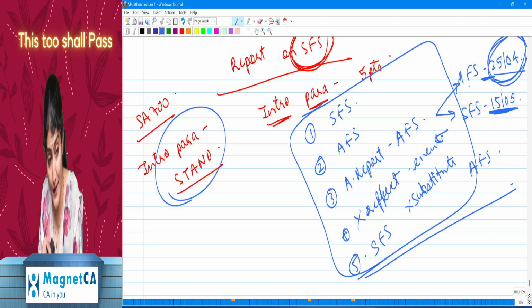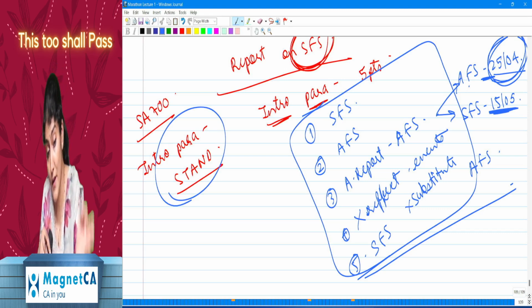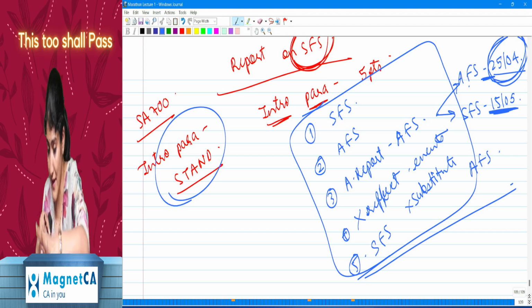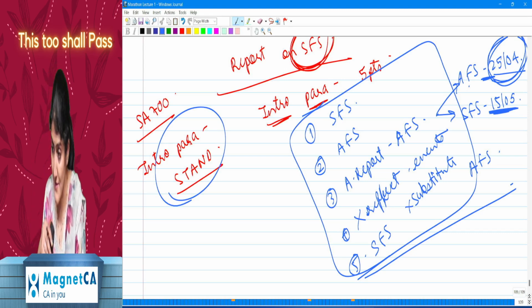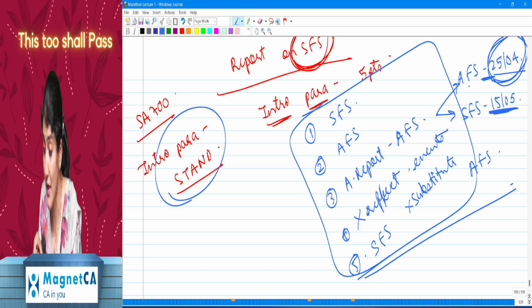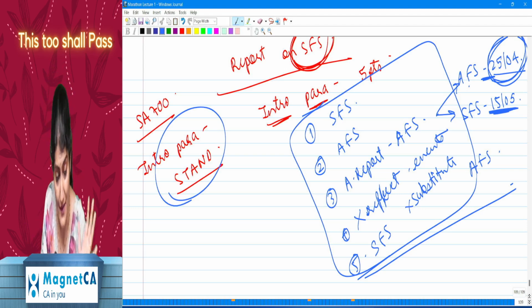Here, what does it say? Summary financial statements, audited financial statements, auditor's report on audited financial statements, subsequent events not covered after the date of audit report of summary financial statements, and reading summary is not a substitute for reading the audited financial statements of ABC Company Limited, whatever it is.